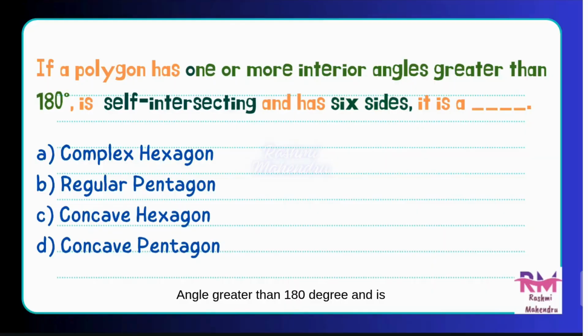Angle greater than 180 degrees and is self-intersecting. Which kind of polygon do you think it is? You may pause the video if you want more time with the question. Absolutely right. Self-intersecting can only be a complex polygon. With 6 sides, it is a complex hexagon.